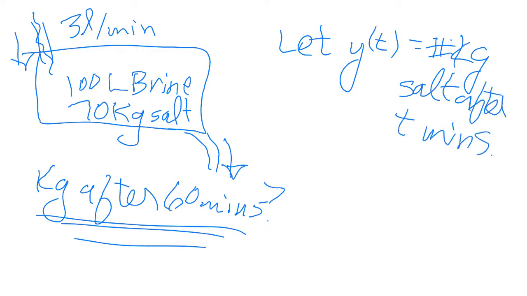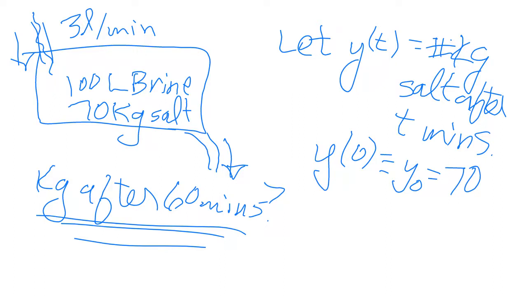Okay, in the tank. We know that y of 0, which we could write as y sub 0, is going to be 70. So we know there's 70 kilograms of salt originally in this tank. And then, of course, we're looking for y evaluated at 60. That's the question mark, what we want to come up with.